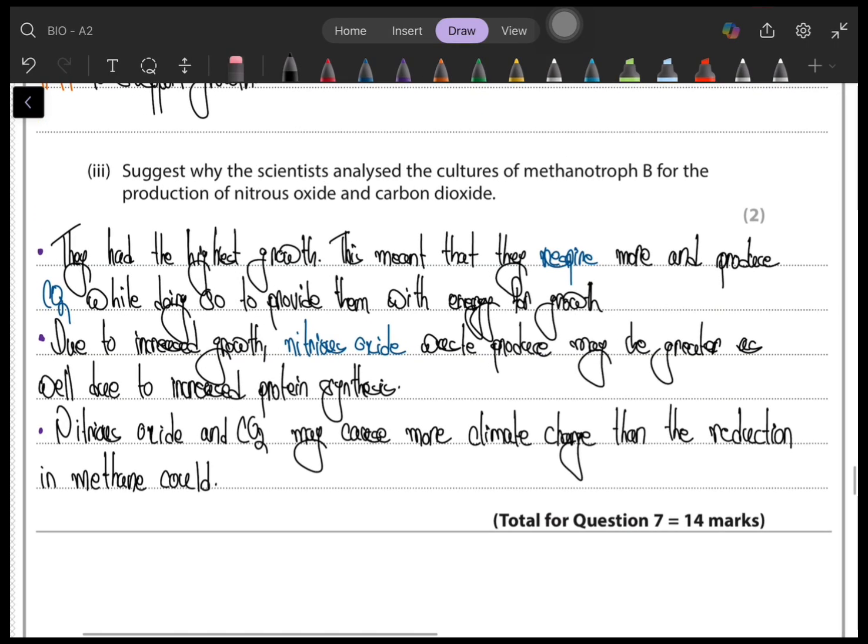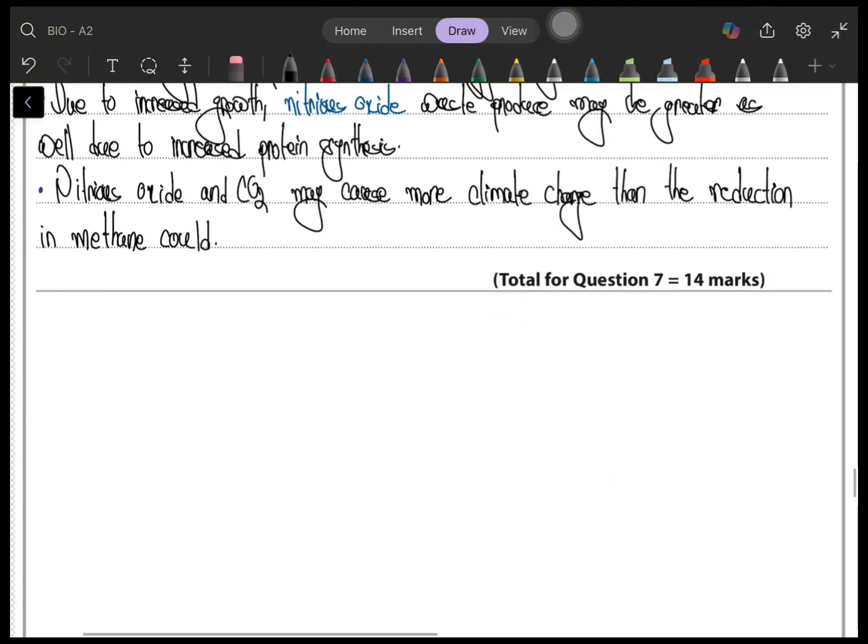They had the highest growth. This means that they respire more and produce more carbon dioxide, to provide them with energy for growth. And due to increased growth, nitrous oxide waste products may be greater as well due to increased protein synthesis. Nitrous oxide and carbon dioxide may cause more climate change than the reduction in methane could. Right? Because we have seen that carbon dioxide has a prolonged effect and nitrous oxide has the highest warming potential. Alright, so let's just move on.